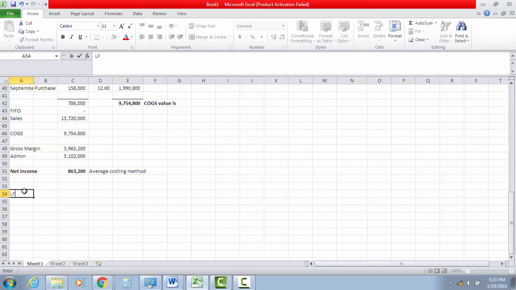So now we're going to take a look at the last item, which is LIFO. And again, I'm going to do it the same. I have ending inventory of 62,000 units.